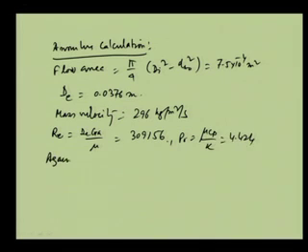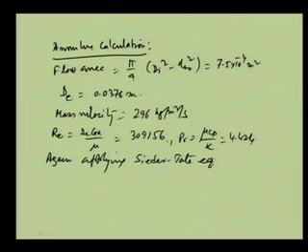Again applying Sieder-Tate equation for turbulent flow, what we get is HO as 4427 watt per meter square per Kelvin. This is what we get, and then once we get HO, we have to find out the overall heat transfer coefficient calculation.